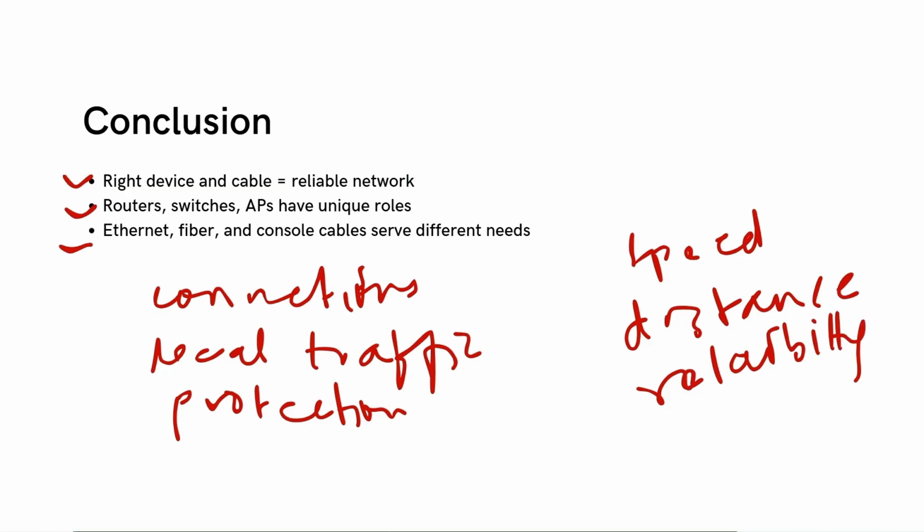For high performance networks, mix Ethernet and fiber cables, and don't forget the basics like console cables and network interface card, which is essential.